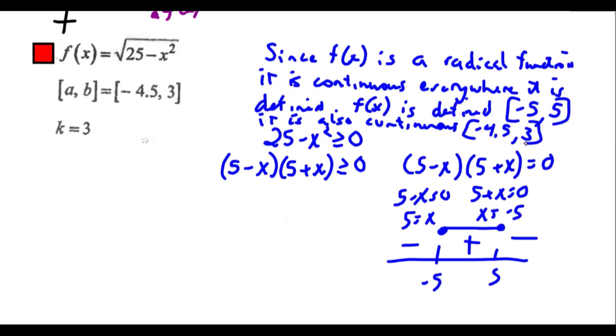Now I have to check and make sure the y values of the endpoints of my interval encapsulate 3. The 3 is between the y values of my endpoints. So now we've got to figure out what f of negative 4.5 is and what f of 3 is.